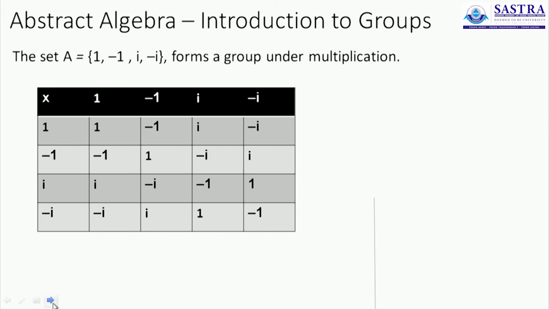This is pretty much hard to believe, which is why I have constructed all possible operations that can be performed across these 4 elements. I can multiply 1 with 1, or 1 with minus 1, or 1 with plus i, or 1 with minus i. I have got the answer here. Minus 1 with 1, minus 1 with minus 1, minus 1 with i, minus 1 with minus i, that is the second row. i with 1, i with minus 1, i with i, i with minus i. Minus i with 1, minus i with minus 1, minus i with plus i, and minus i with minus i.